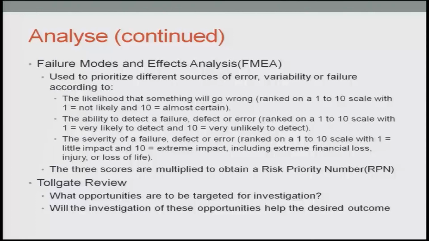Under the analysis we have the failure mode and effects analysis process, which is used to prioritize different sources of errors, variability or failure. For example, the likelihood that something will go wrong would be ranked on a scale from 1 to 10, with 1 being not likely and 10 being almost certain. Or the ability to detect a defect, a failure or an error, which we again rank on a scale of 1 to 10, 1 being very likely, 10 being very unlikely.